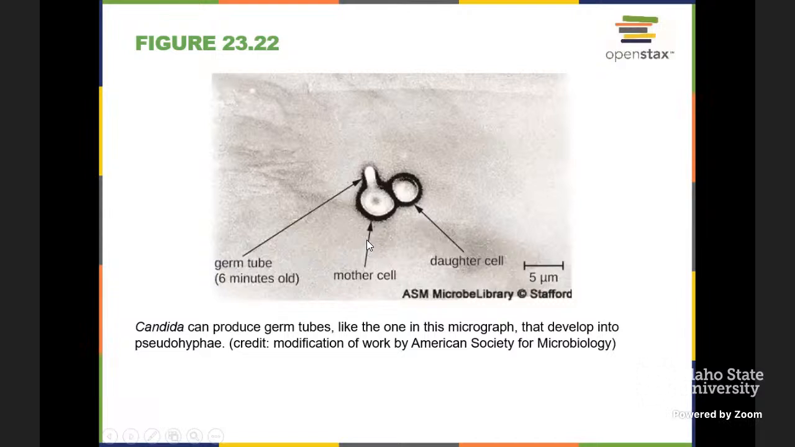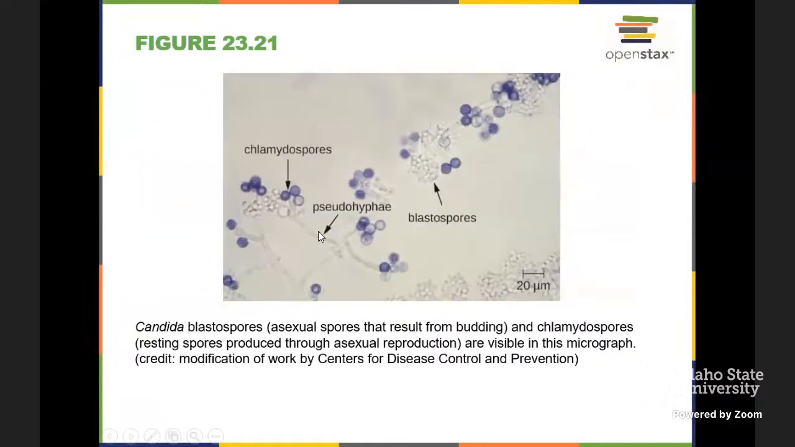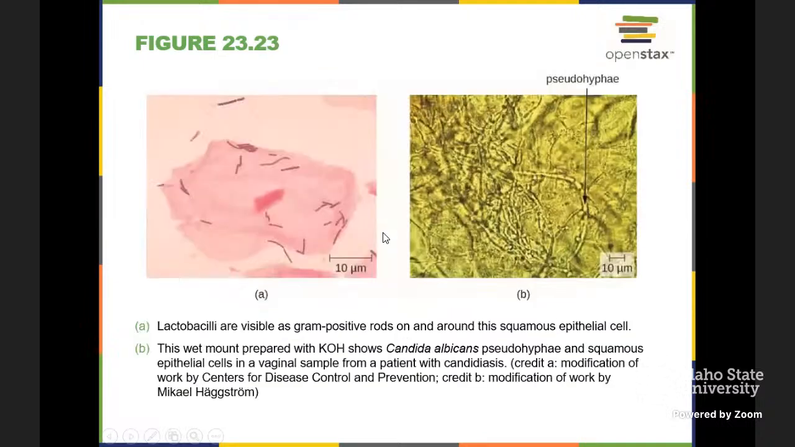So here we can see the mother cell, the daughter cell. This is still our Candida. They replicate by budding, and this germ tube, only 6 minutes old, they say, is this protrusion, the pseudohyphae that, sorry, wrong way, that we can see some of that right here, very protruding out.